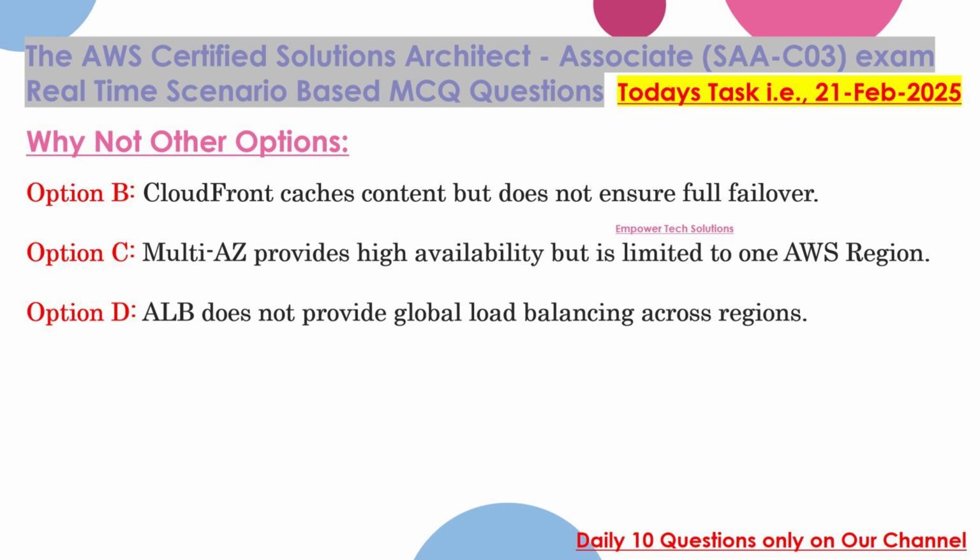Why not other options? Option B, CloudFront caches content but does not ensure full failover. Option C, multi-AZ provides high availability but is limited to one AWS region. Option D, ALB does not provide global load balancing across regions.